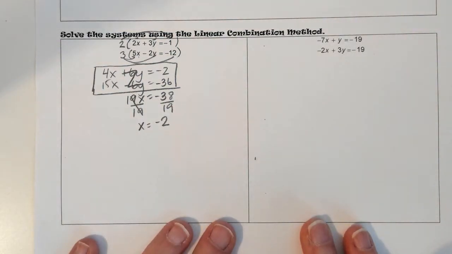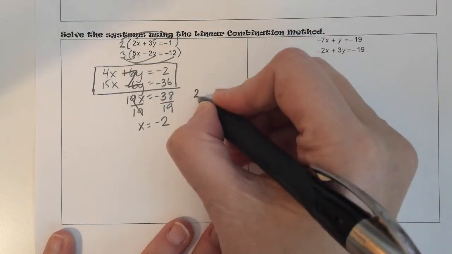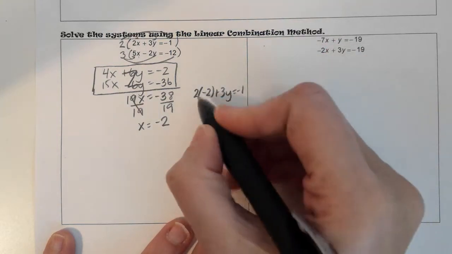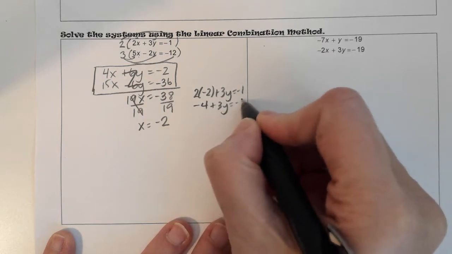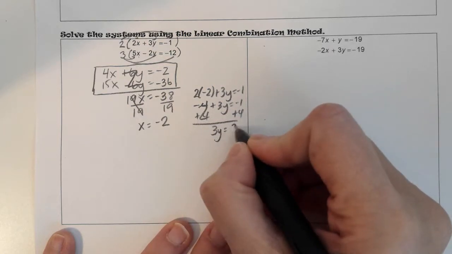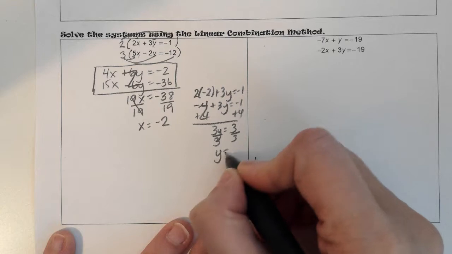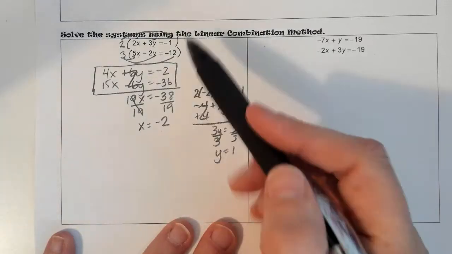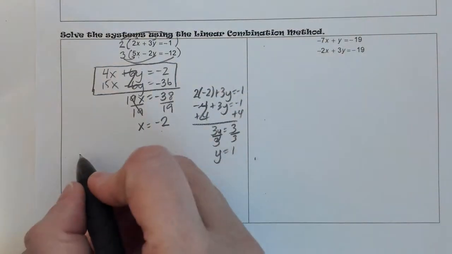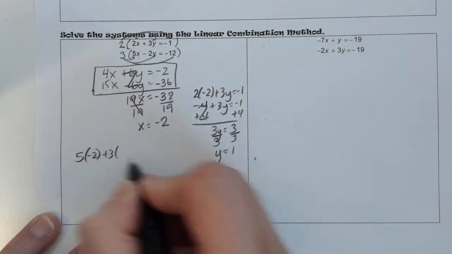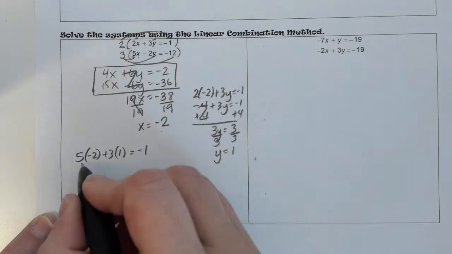Am I done? No, I'm not done, because I have to figure out what y is worth. So I'm going to go back to this equation. 2x plus 3y equals -1. Well, -4 plus 3y equals -1. 3y equals 3. y equals 1. So right now, I think x is -2 and y is 1. And again, I got another equation right here that I can check with, so I'm going to. 5x, which is -2, plus 3 times y, which is 1, should equal -1.